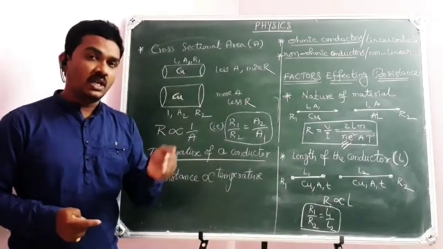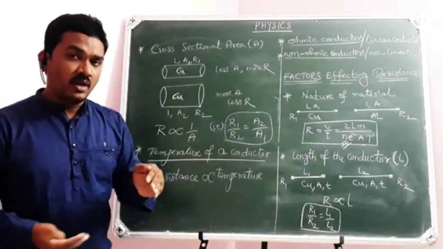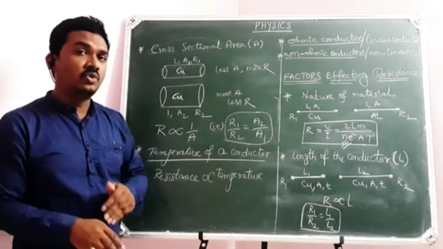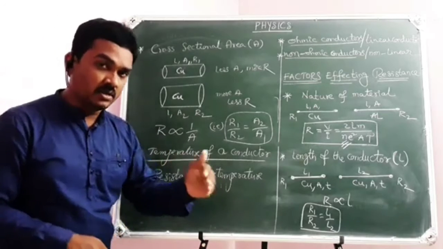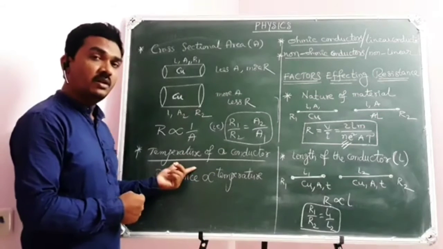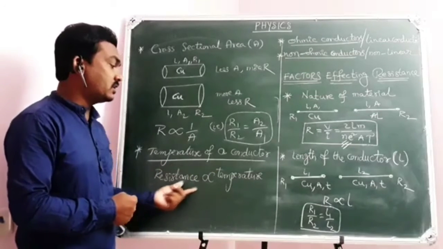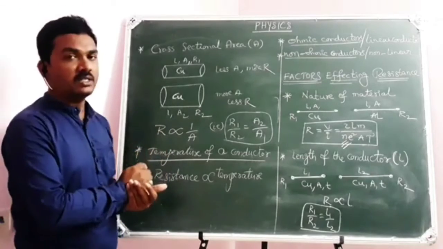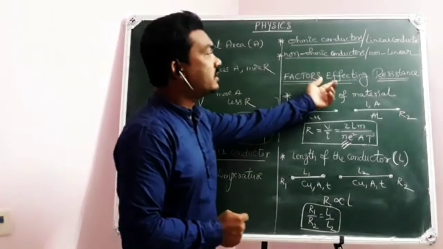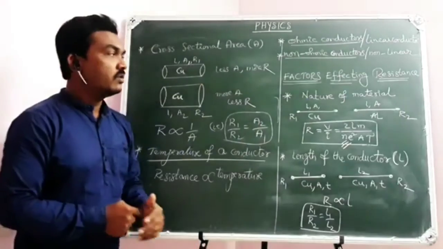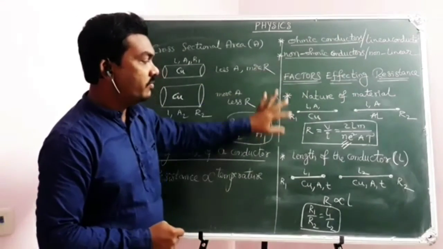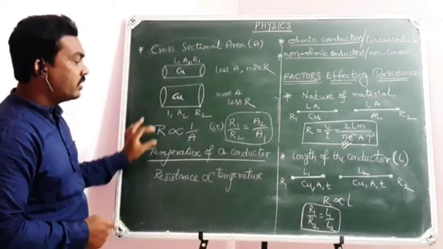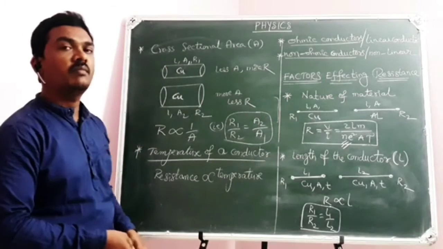Of course, no doubt, in the case of semiconductors, rising temperature will reduce their resistance so that they become good conductors. But we are dealing here with the resistance of a conductor, which increases with temperature. So this is how we can discuss the factors affecting the resistance of a conductor. One is the nature of the material, length of the conductor, cross-sectional area, and temperature of the conductor.